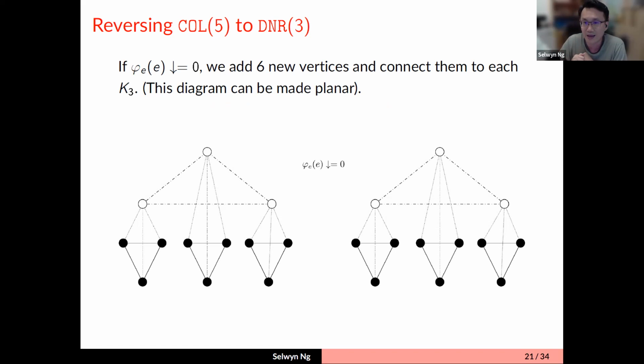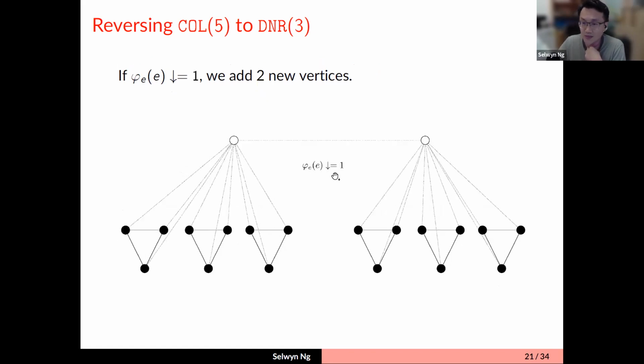And in each case, we add new vertices in a different way. So first of all, if it converges to 0, we add 6 new vertices represented by the white vertices here, and each of the new white vertices will connect to one of the triangles from the original set here, here, and here. And then we again group up the 6 new vertices into 3 triangles amongst themselves. So this is what we do if phi EE gives us 0.